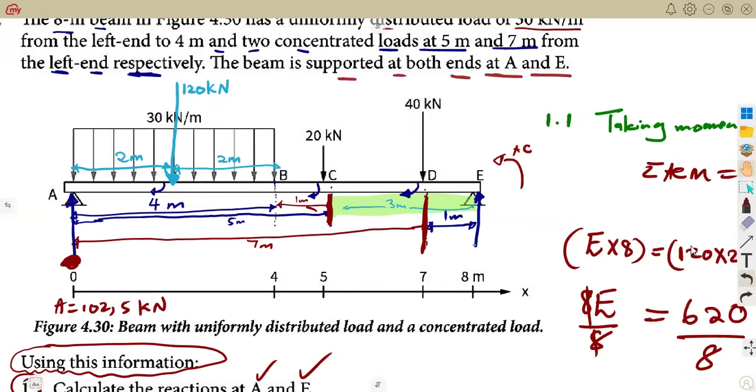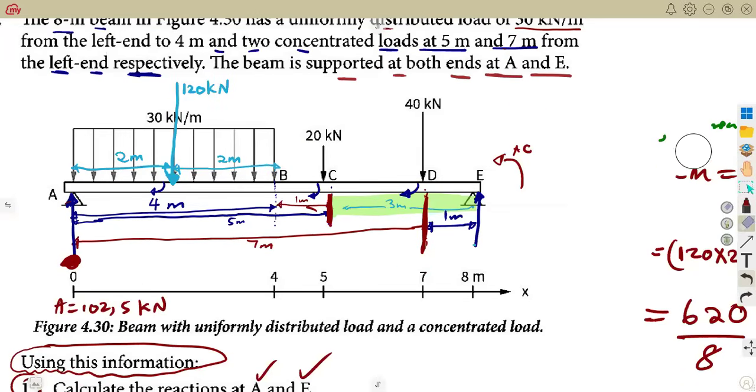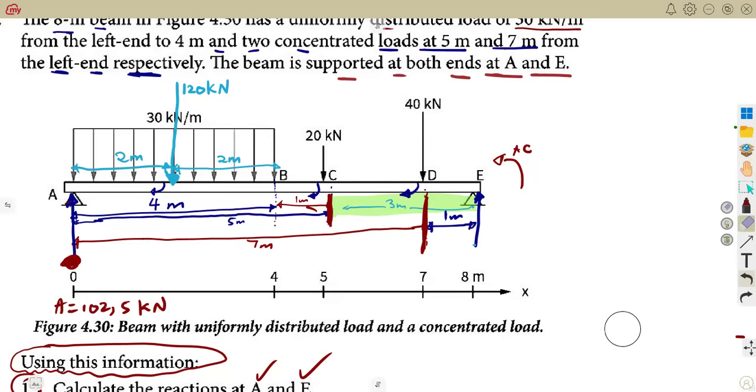So this is our E. Just gonna remove this part, guys. We are done this part. So our E in this case, we got 77.5 kilonewton. So like I said, you can simply prove this, guys.